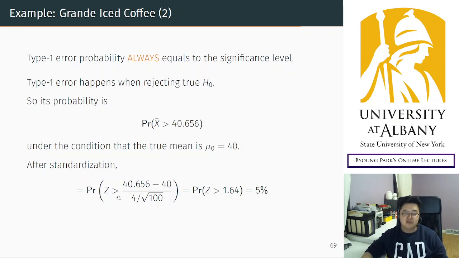Therefore this probability goes like this. If you standardize by subtracting the mean and dividing by the standard error, you are going to get 1.64 again, which is z alpha. By construction, you should have z alpha here again, which will give you 5% again, which is the significance level. So simple, in summary, you don't need this algebra. Type 1 error probability is always the significance level.